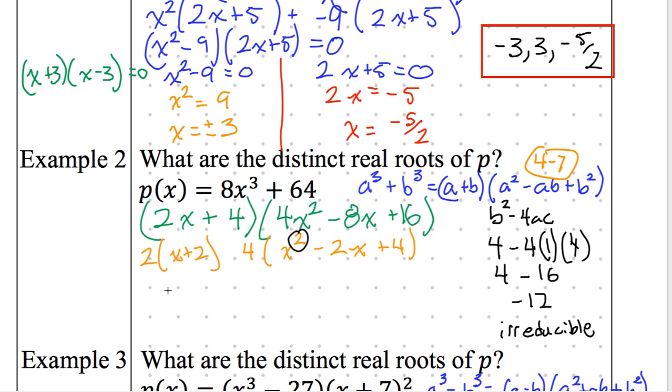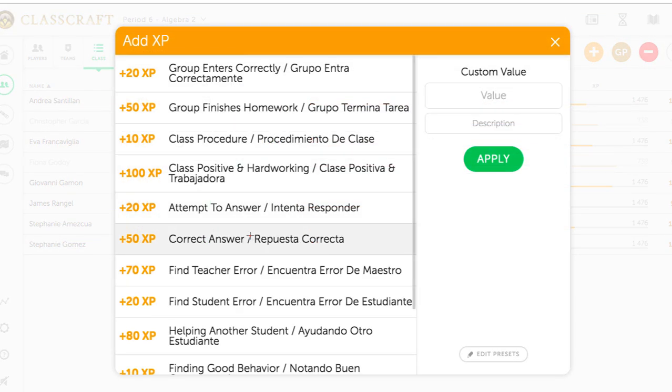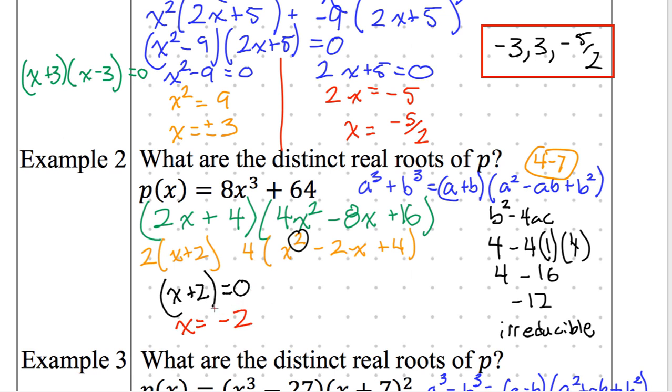Set x plus 2 equal to 0. Therefore, x is negative 2. Careful, negative 2. I have a thing with not liking the negatives. x equals negative 2. There's the real root. Box it.